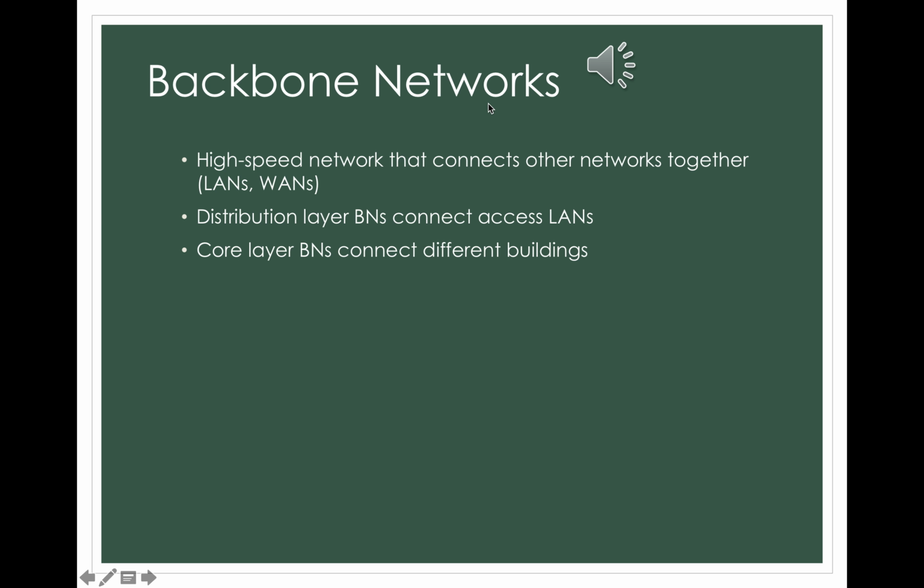Now we'll be discussing backbone networks using some concepts we first described in Chapter 6. That was the chapter on network design. Backbone networks are high-speed networks that connect other networks together. That's LANs, WANs, and VLANs, which we'll soon learn about. The distribution layer, that's backbone networks connecting access LANs. And the core layer, which is backbone networks connecting different buildings together. So those are the different types of backbone networks and how they're all set up.